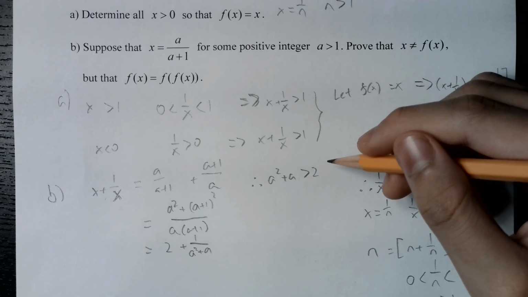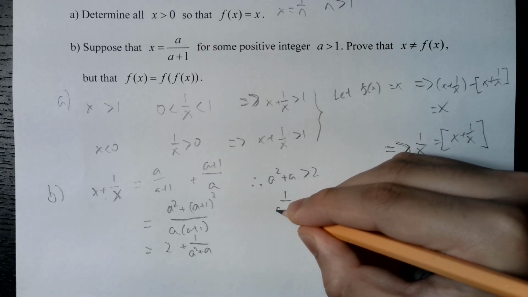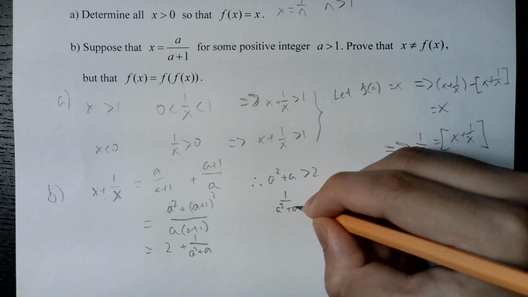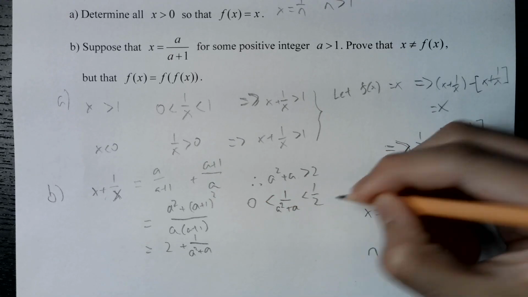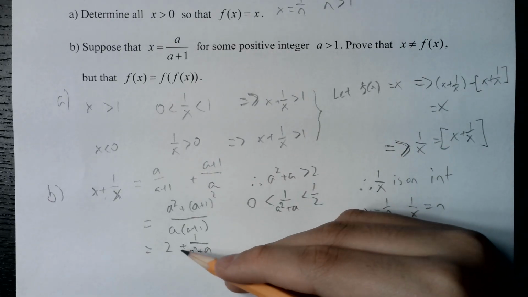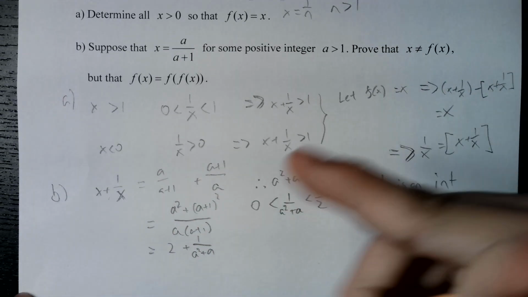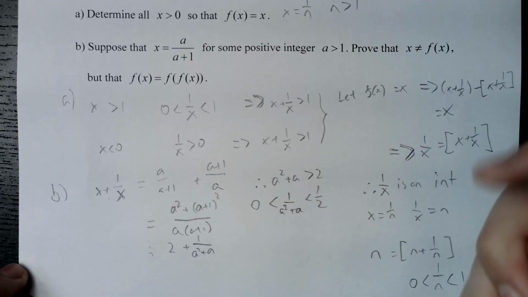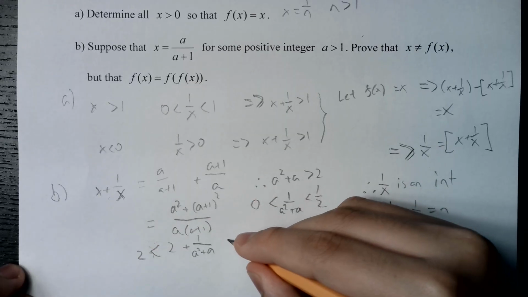Now that we have this, we can see that 1 over (a squared plus a) is going to be in between 0 and 1/2, or 1 over 2. And so this means that this number here, 2 plus 1 over (a squared plus a), is going to be in between, I'll actually get rid of this equal sign here, 2 and 3.